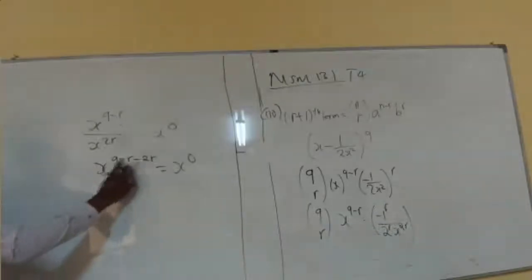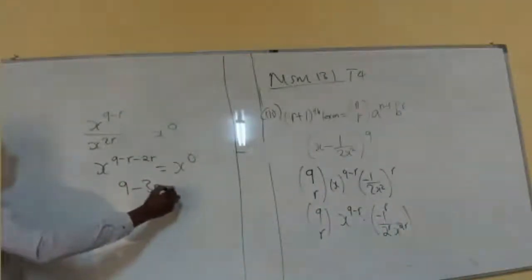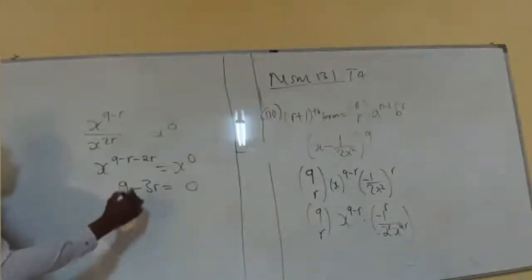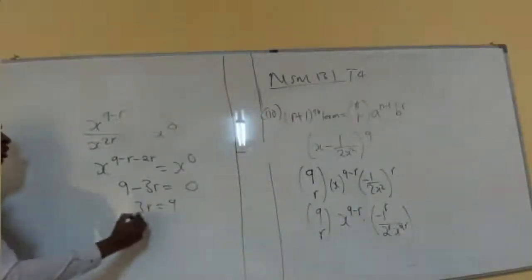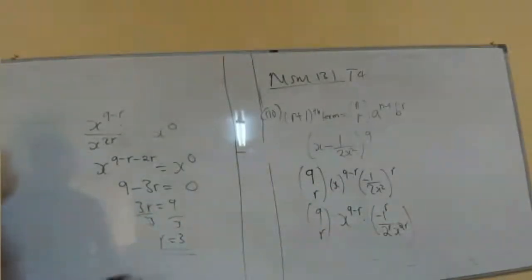Alright, now we know that these are like terms, so you have 9. If bases are the same, meaning powers are the same, so 9 minus 3r is equal to 0, right? Then we have 3r is equal to 9, over 3 over 3. So the r we are looking for is basically 3, okay? Now that we know what our r is, we're going to use this 3 to replace it in there in order for us to find the final answer. So we're going to replace the 3 wherever there's r so that we find the final answer, okay?